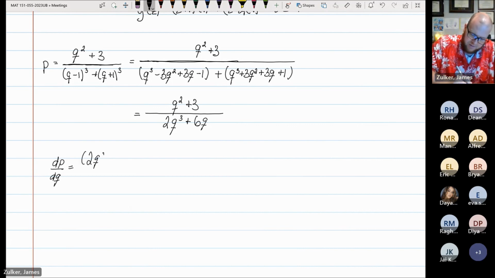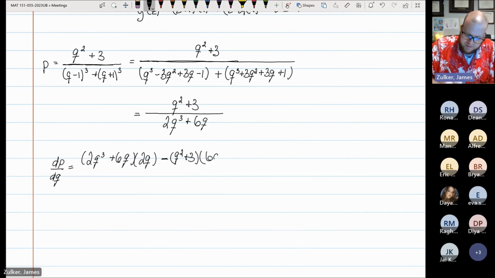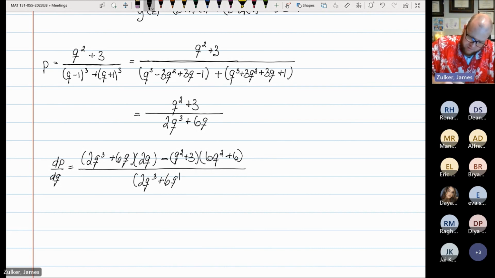Denominator times derivative of the numerator minus the numerator times derivative of the denominator, all over denominator squared.